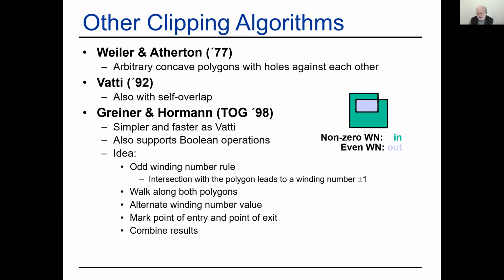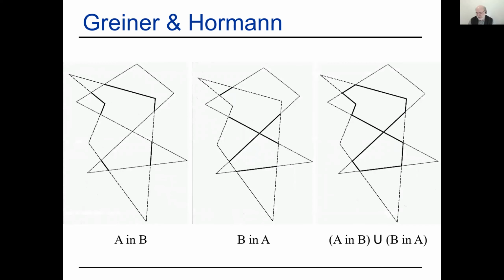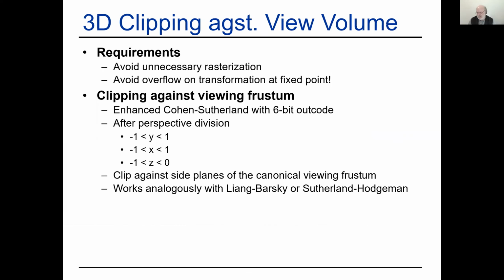You have these alternating winding number rules, and if you then combine these two things, you can do all of these operations that I just mentioned. Very nice and very elegant algorithms, actually fairly trivial to do. So this was all in 2D.